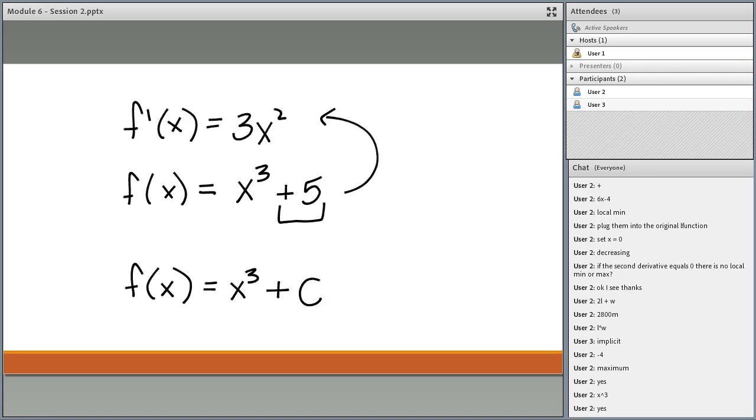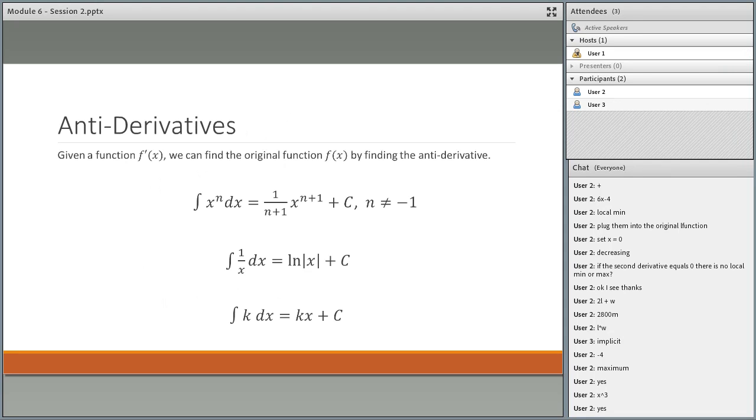So how did we go from 3x squared to x to the third? Well, we know when we take a derivative that we moved that 3 to the front. So I need to move that 3 back. So basically I need to move that 3 back and add 1 to the exponent. So here's what we do.